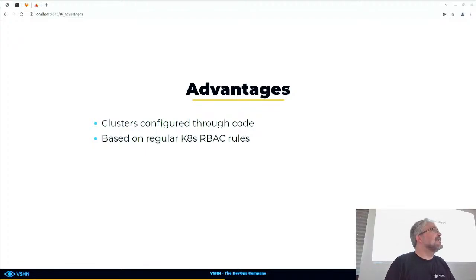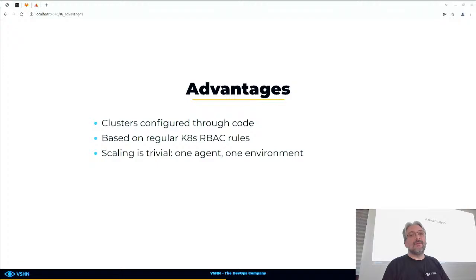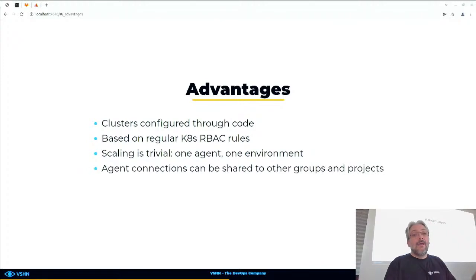It's working with the normal Kubernetes role-based authentication rules. There is one agent per environment, so you can actually specify in your .gitlab-ci.yml where you want to deploy which branch or which tag and so on. So there's a lot of flexibility on that. You're going to see it's very, very easy.